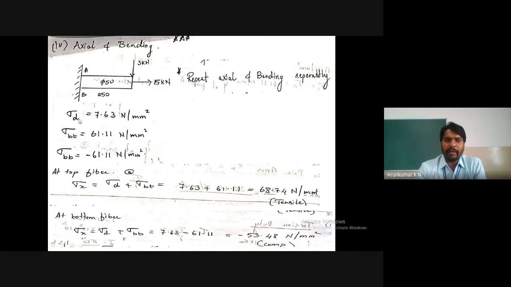Add these two, direct and bending, at point A. Same thing coming to point B. Direct stress must be added to the bending stress at point B. What is the direct stress here? 7.63. And what is the bending stress at point B? It is minus 61.11. So sigma x will become negative. The compressive stress will be developed at point B. Once you have sigma x at point A and sigma x at point B, and since tau of xy is 0 and sigma y is 0, we need to find the principal stresses.